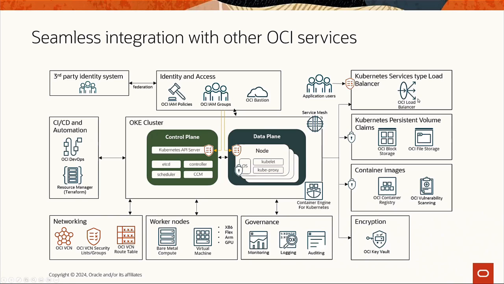And we'll take a look at the load balancer service as well. So when you want to expose your applications out to either other services or out to the public internet, you can simply tell Kubernetes to use the service type of load balancer, and it will actually go out and create the OCI load balancer for you automatically and integrate with the service.